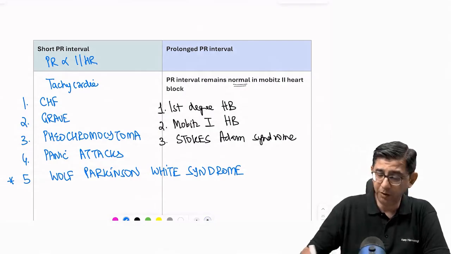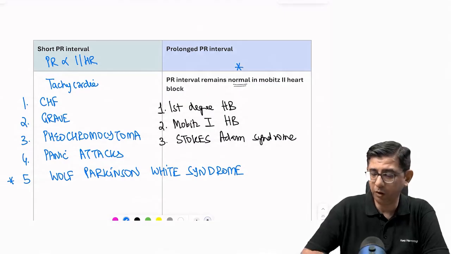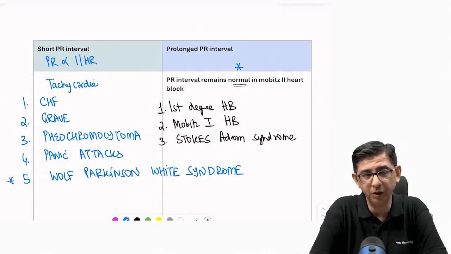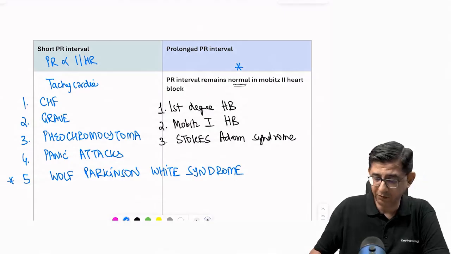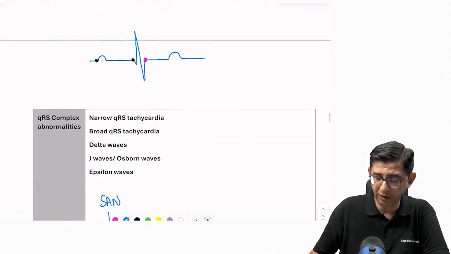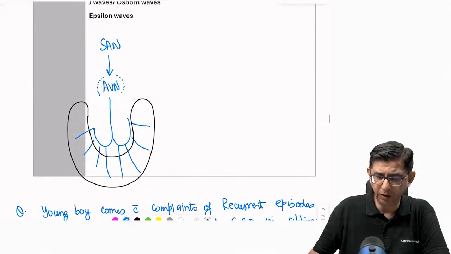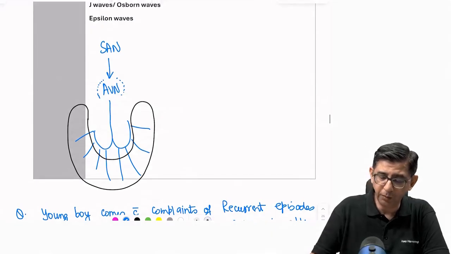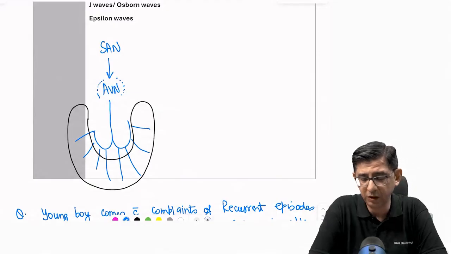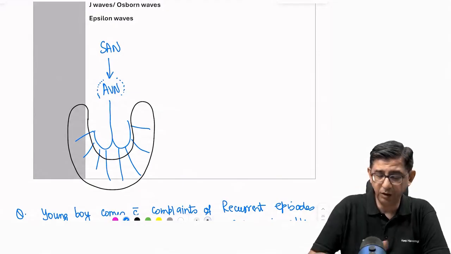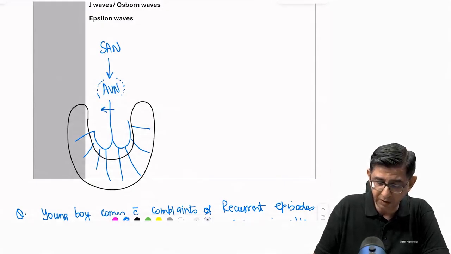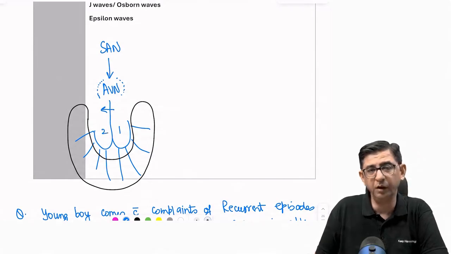But the important point is that the PR interval will remain normal with respect to Mobitz 2 heart block in a patient. Once we get this right, have a look at this line diagram that I am creating for you. Normally the conduction system goes like this: SA node, AV node, and then the current enters the bundle of His. It goes first into the bundle of His, then into the left fascicle, right fascicle, Purkinje.